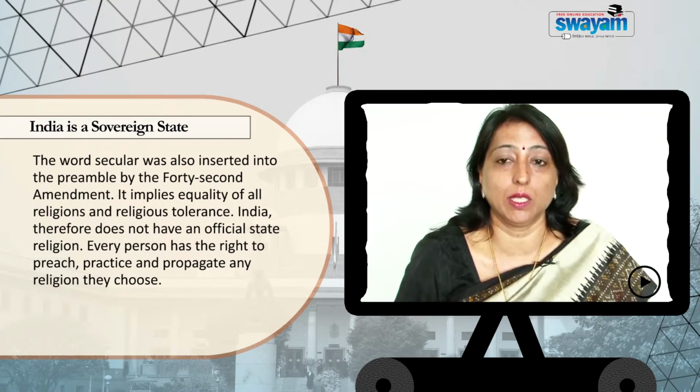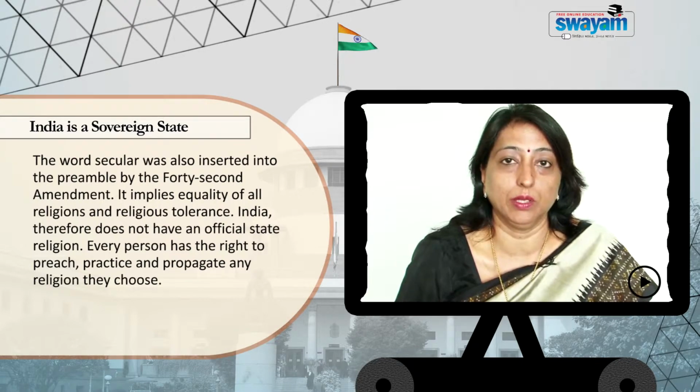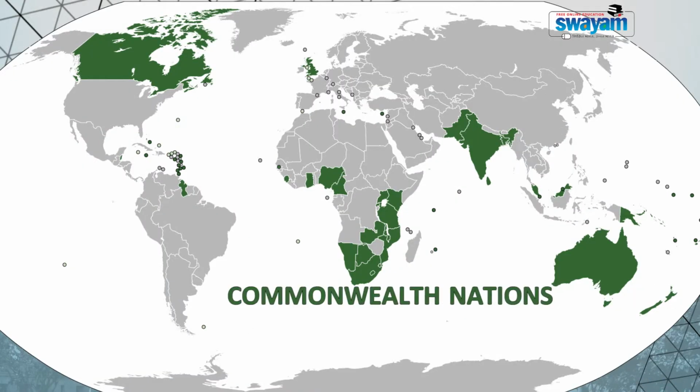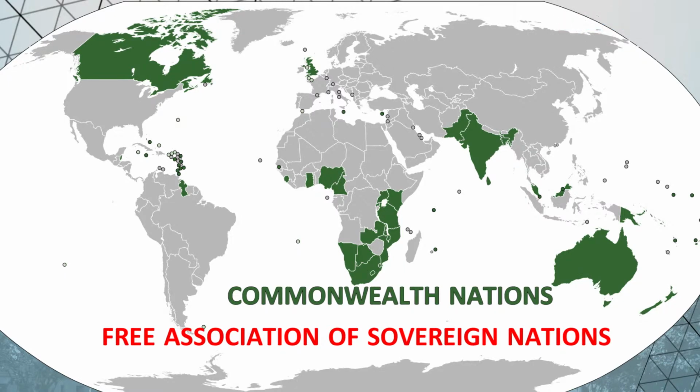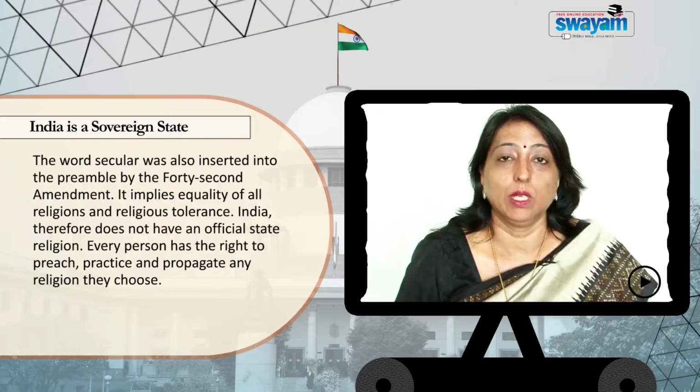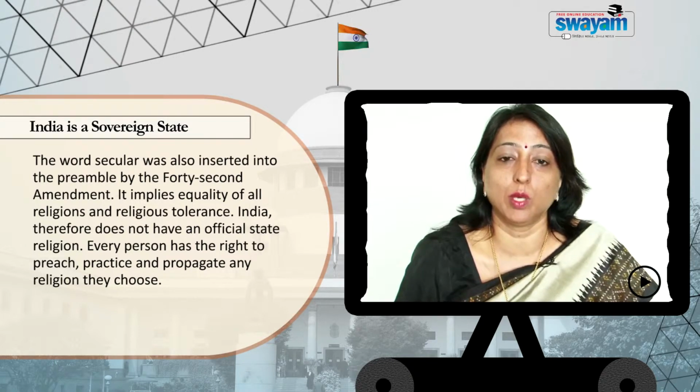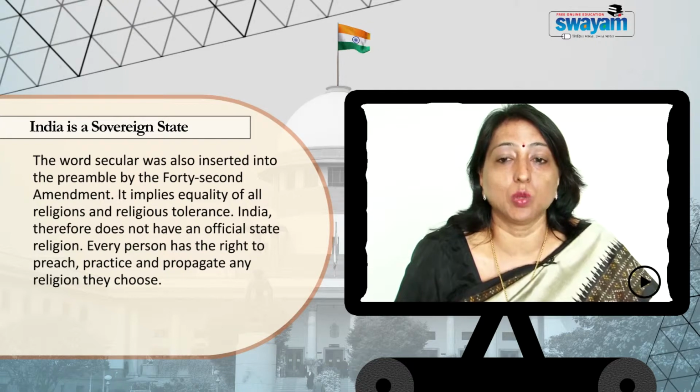Externally, when we say that India is free from all external controls, India's membership of the Commonwealth or of the United Nations does not impose any external limit on her sovereignty. The Commonwealth is a free association of all sovereign nations. It is no longer the British Commonwealth. India does not accept the British Queen as the head of the state. As Pandit Jawaharlal Nehru once pointed out, India has joined the Commonwealth by her free will.